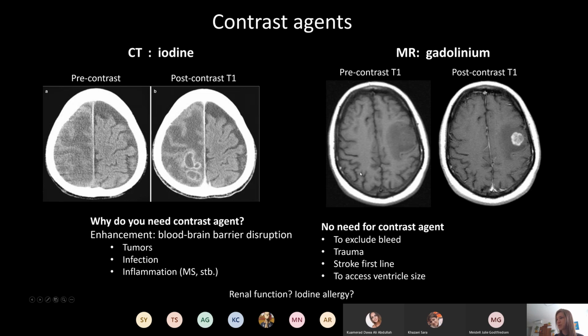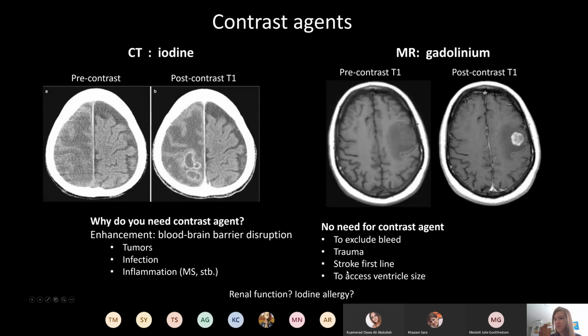You don't need contrast agent when you want to exclude bleed, because, for example, in a CT scan, hemorrhage is also bright, and the contrast agent is also bright, so the contrast would mask the bleeding. So don't use contrast when there's a trauma patient. So yeah, trauma patient, no contrast. Stroke first line, you don't use contrast agent as well.